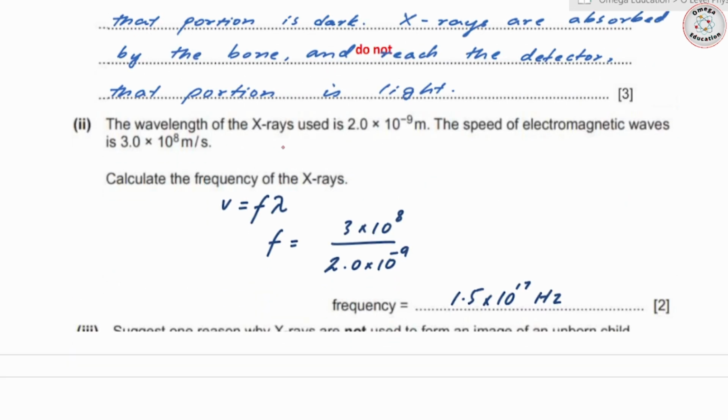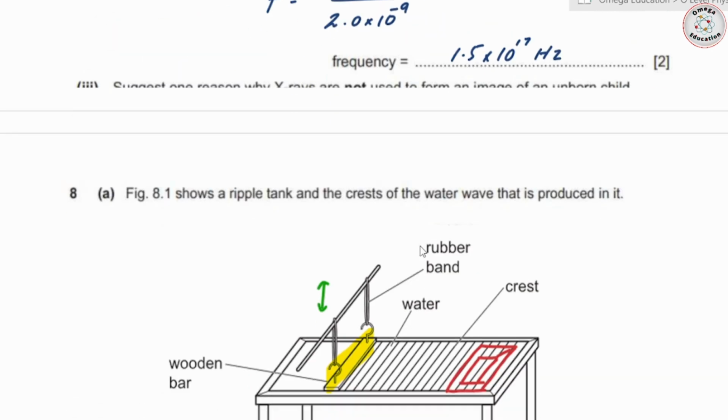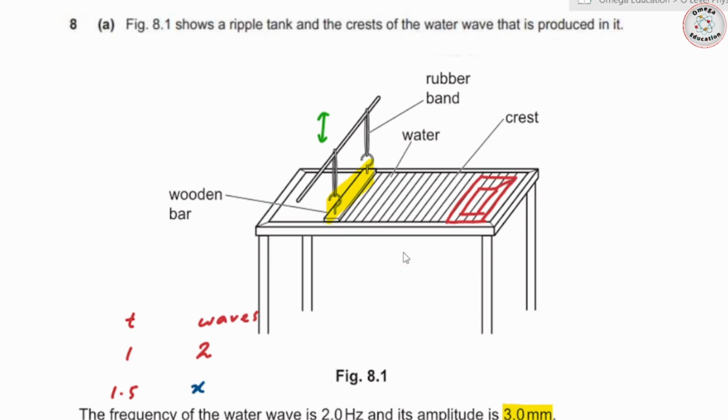The wavelength for the X-ray is given as that many meters. The electromagnetic wave speed is given as that many meters per second. You need to calculate its frequency. We have the standard formula v equals f times lambda. You can rearrange for frequency and hit it on the calculator. Make sure when you're hitting it on the calculator, you always press the fraction symbol first, because otherwise the calculator uses the mass rule and your answer might be incorrect. All right, then we have the next one.